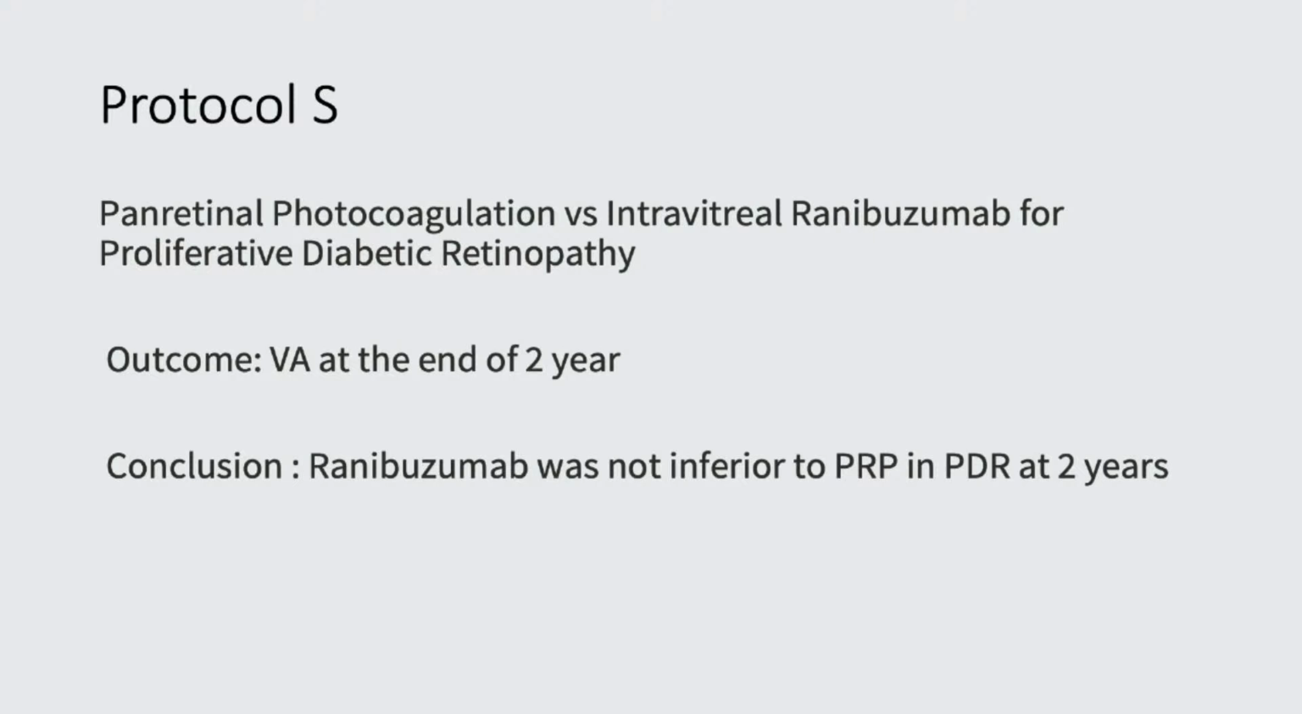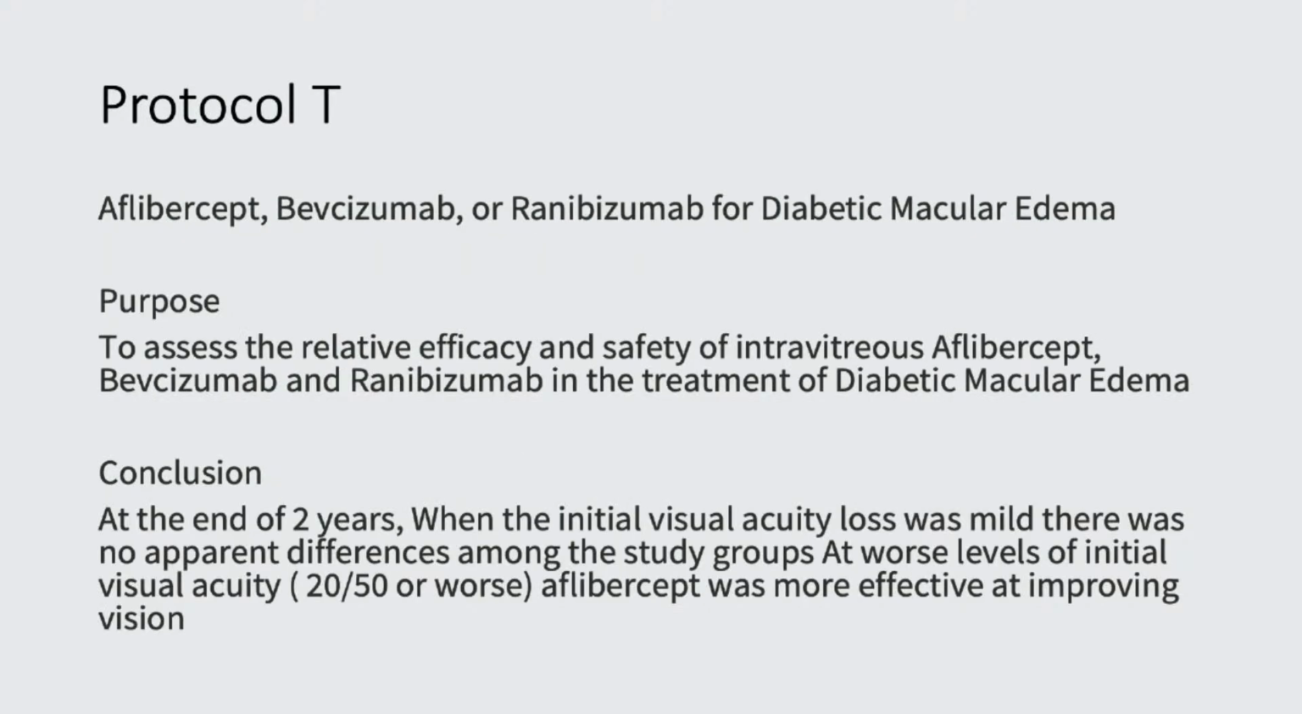Now, the evaluation of whether I can give ranibizumab for proliferative diabetic retinopathy was answered by protocol S. What protocol S said was, if you give intravitreal ranibizumab, it is better than doing laser, because the adverse events seen with intravitreal ranibizumab were far fewer than with PRP.